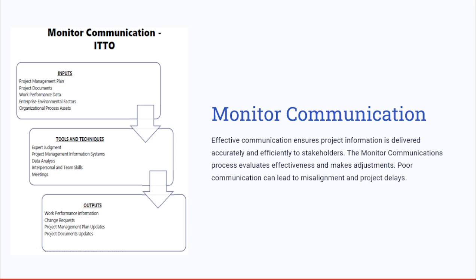Project communication isn't about just having all of these formal or informal ways of communication. It's about ensuring the right message reaches the right audience in the most effective way. Monitoring communication effectiveness involves assessing whether the stakeholder receives and understands the information needed to make the informed decisions. Effective communication ensures that the project information is delivered accurately and efficiently to the stakeholders.